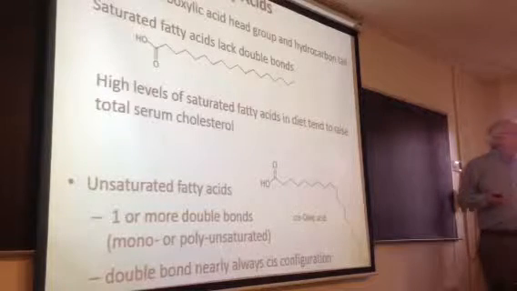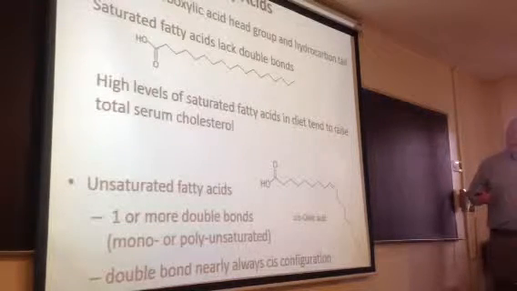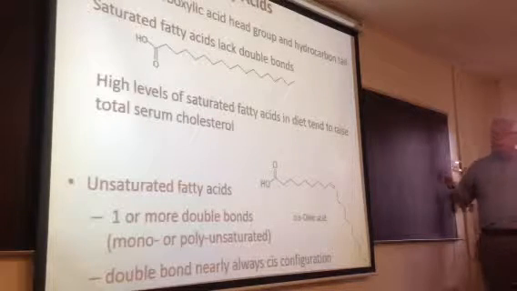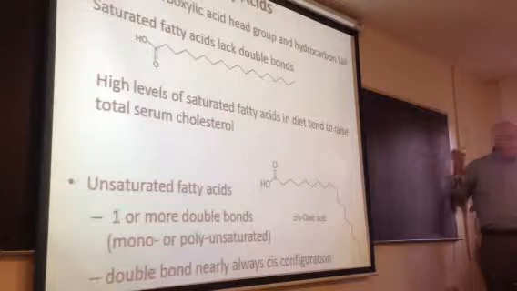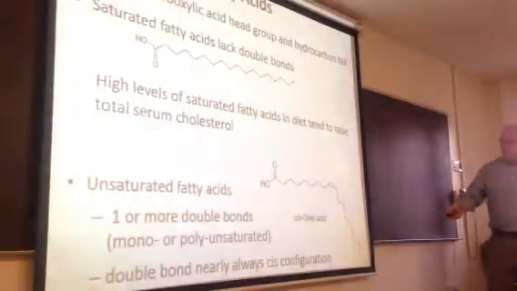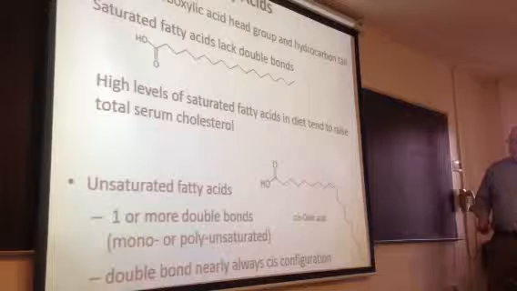We have common names for these things. We have systematic names for them. Once you introduce a double bond, it's a different compound. So it's saturated fat, it's 18 carbons, we call it stearic acid. This one has a single double bond, it's oleic acid.